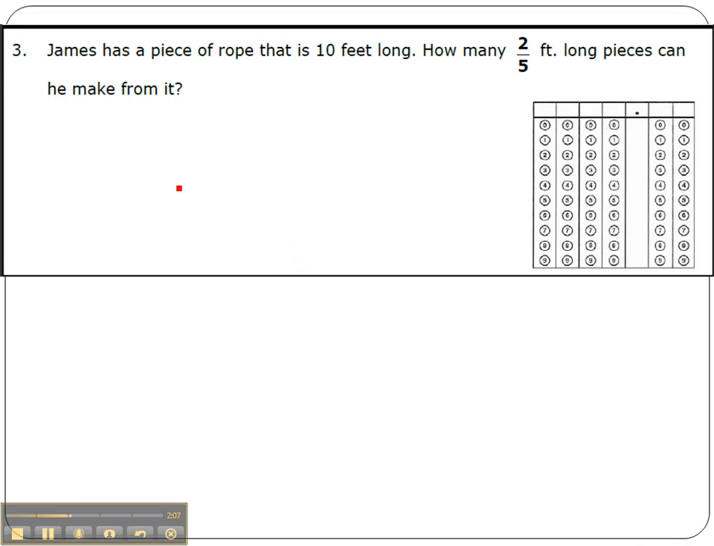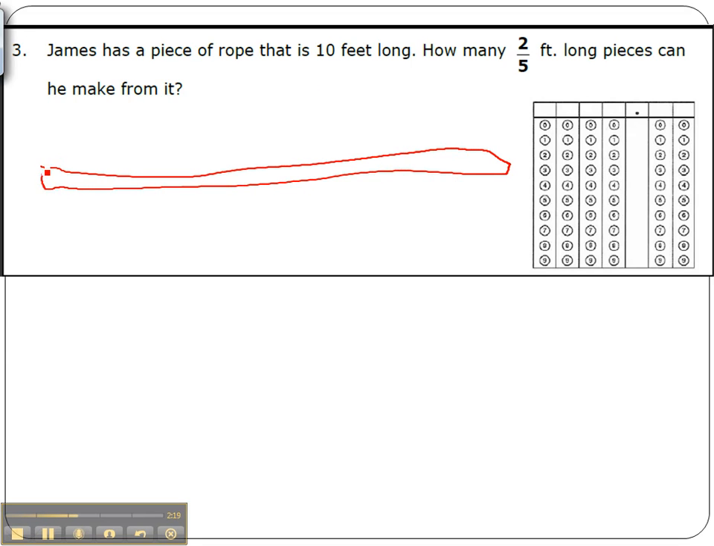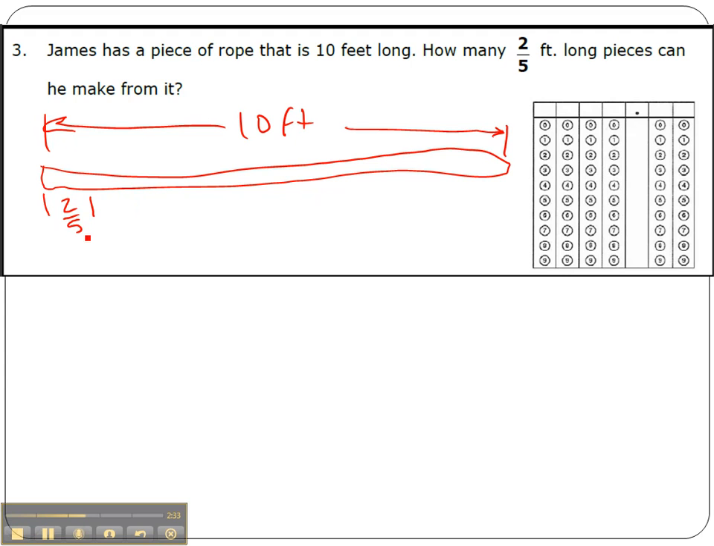Problem number 3. James has a piece of rope that is 10 feet long. How many 2/5 foot long pieces can he make from it? So let's draw this rope. It's 10 feet long from end to end. We want to break it up into pieces that are 2/5 of a foot each.